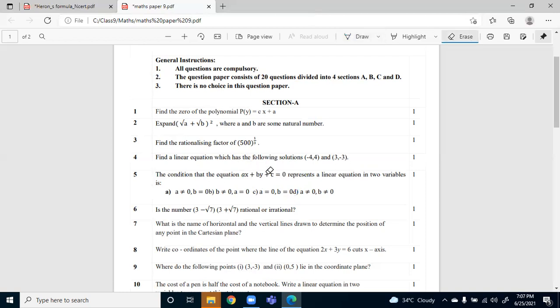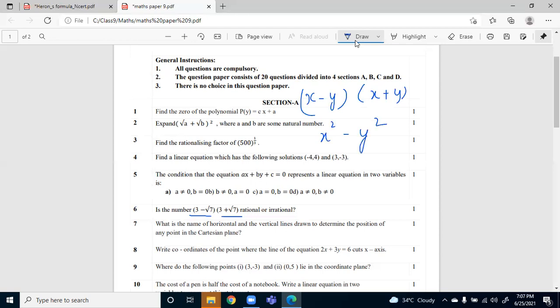Question number 6, is the number rational or irrational? So you can see this is identity number 4. What is identity number 4? (x plus a)(x plus b). Correct. (x minus y)(x plus y), so that is x square minus y square.